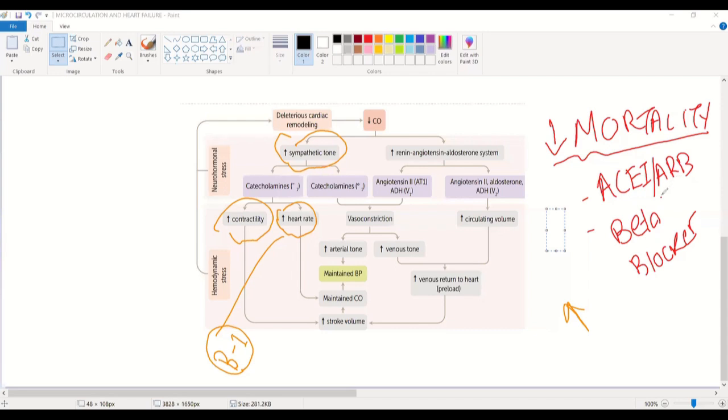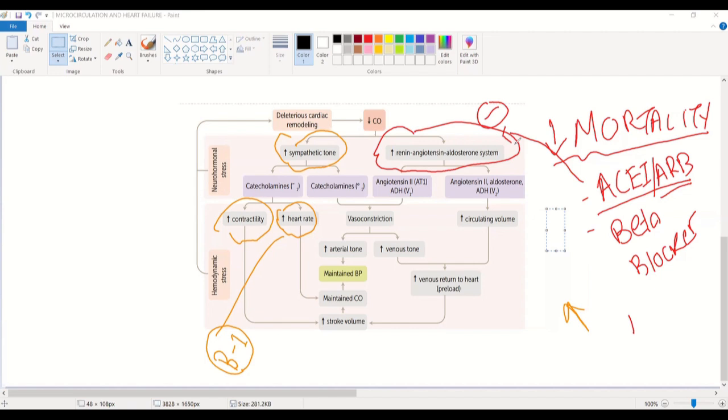Okay, beta blocker, ACE inhibitors, they are there already. Okay. What about aldosterone? If you're talking about ACE inhibitors or ARBs, you are inhibiting this pathway, right? Aldosterone receptor blockers, yes, spironolactone. You are inhibiting this pathway, right?